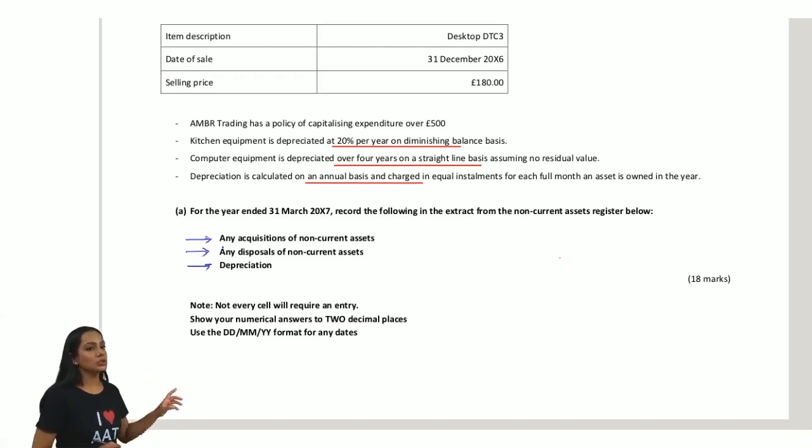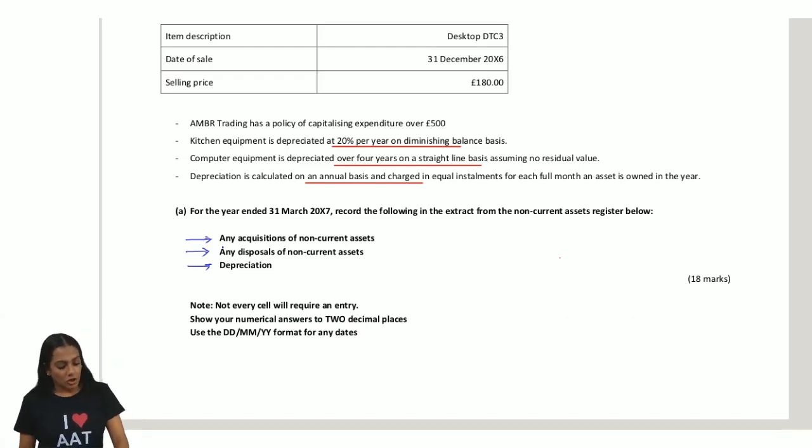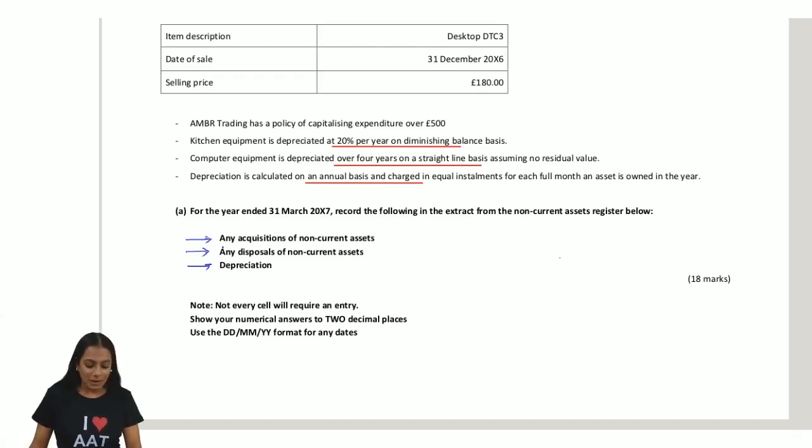But the examiner has also provided us with clear instructions to make sure we avoid doing such things and waste unnecessary time. We have, note, not every sale will require an entry. Show your numerical answers to 2 decimal places. They have mentioned the word 2 in capital letters, so if you round it to 1 decimal place or the nearest whole number, you are not going to be gaining full marks here. And then it says to use the DDMMYY formats for any dates. So always follow the instructions and the examiner can identify that you have understood what is needed from you.